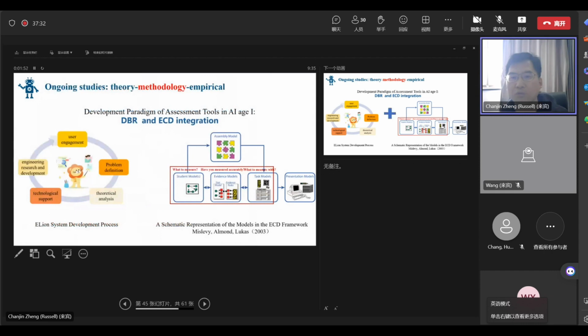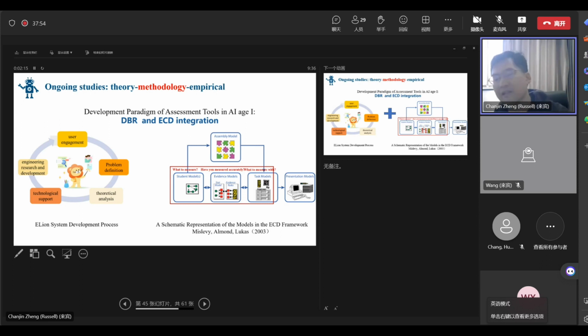So we are also trying to come up with a new methodology for developing assessment tools in the AI age. The first one is a combination of DBI and ECD. Just now I talked about DBI, right? But ECD is called evidence-centered design. It comes from psychometrics, and it is more focused on validity issues.